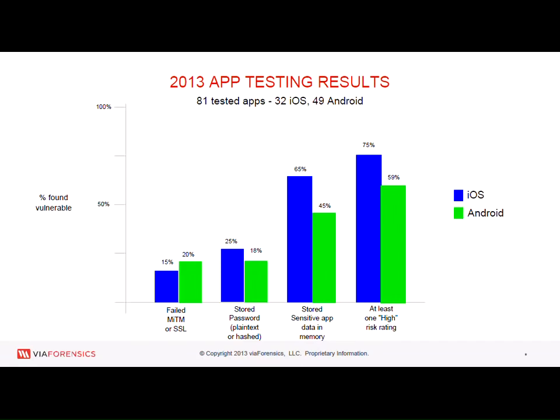And then, in memory, I think that's less of an issue, but just kind of look at that last category. When we look across our mobile security testing, 75% of iOS, 60% of Android apps fail at least one high-risk category for us.